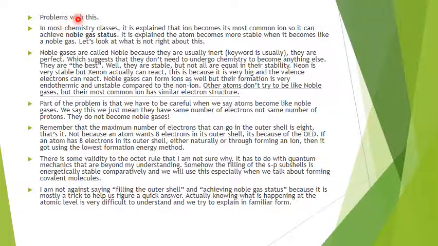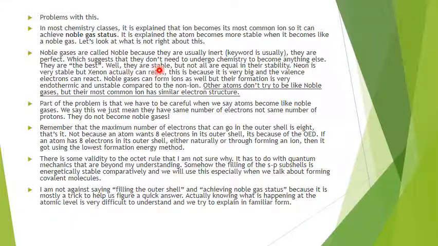Okay, some problems with this terminology is that in most chemistry classes it's explained that atoms become their most common ion so they can achieve noble gas status. All right, noble gases are called noble because they are usually inert. This is the key word, usually. They are perfect in a sense, which suggests that they don't need to undergo chemistry to become anything else. They are just happy who they are. They're the best. They're the kings.